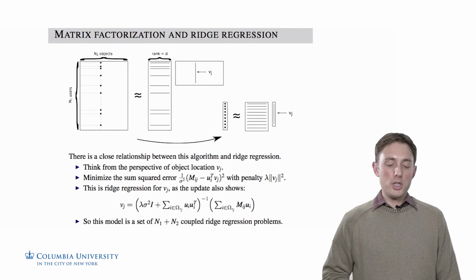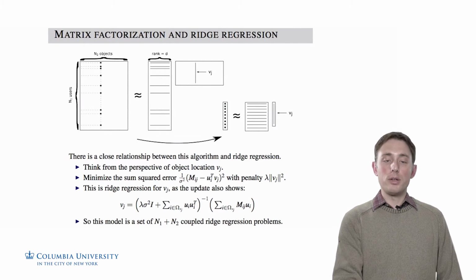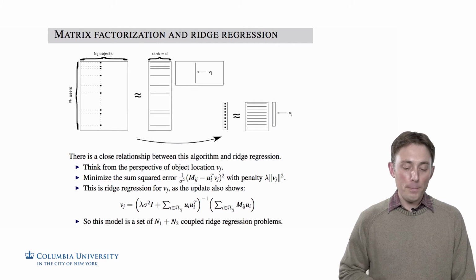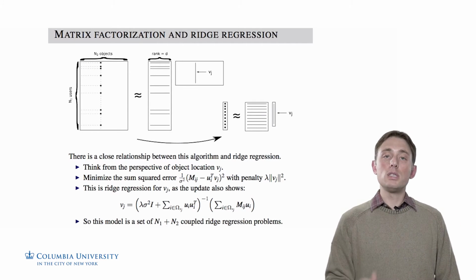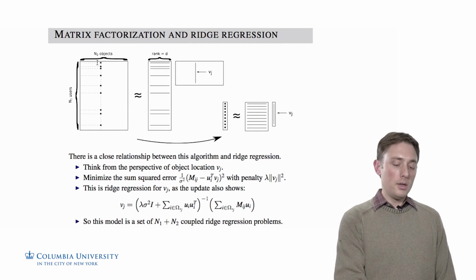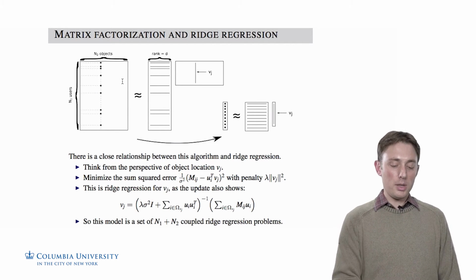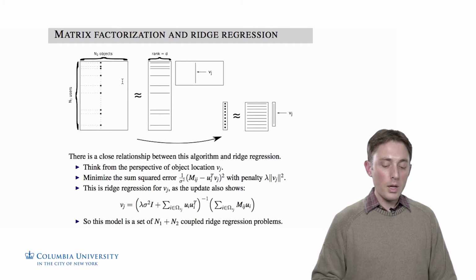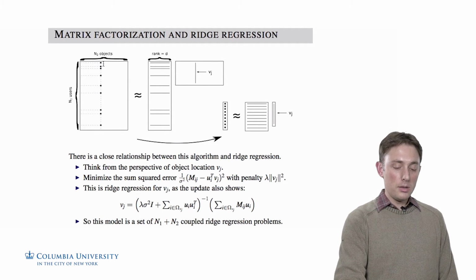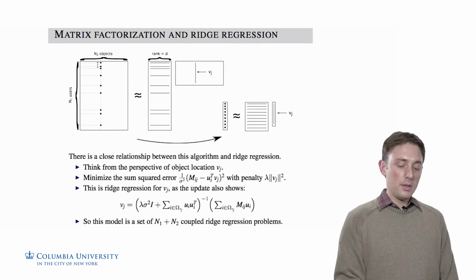To see the relationship between matrix factorization and ridge regression, let's focus on the update for one specific movie. So in this case, we have the ratings matrix that's an incomplete matrix with a lot of missing values. We focus on one particular object, say the jth object, which corresponds to this column.